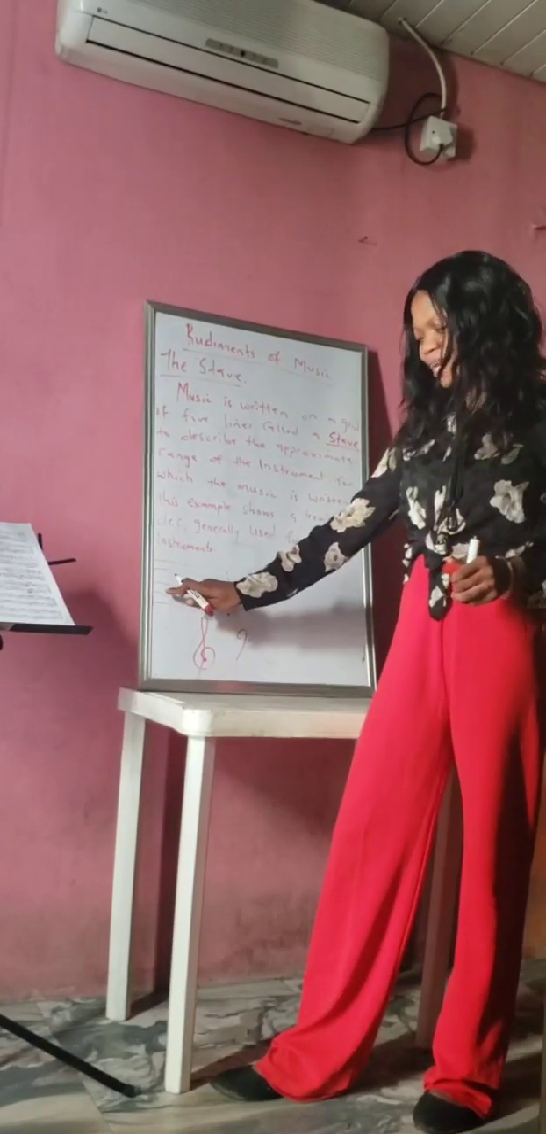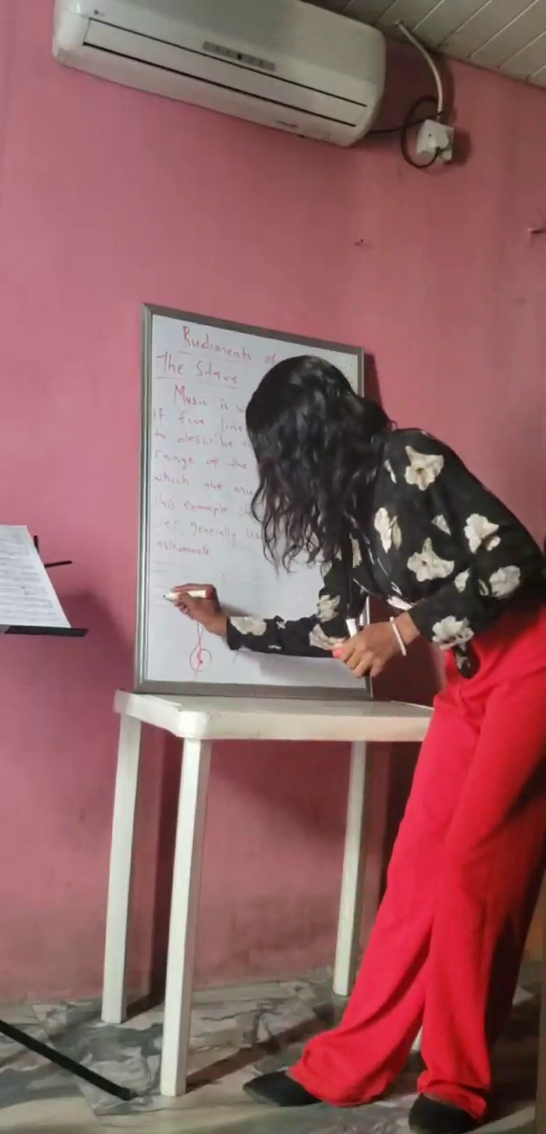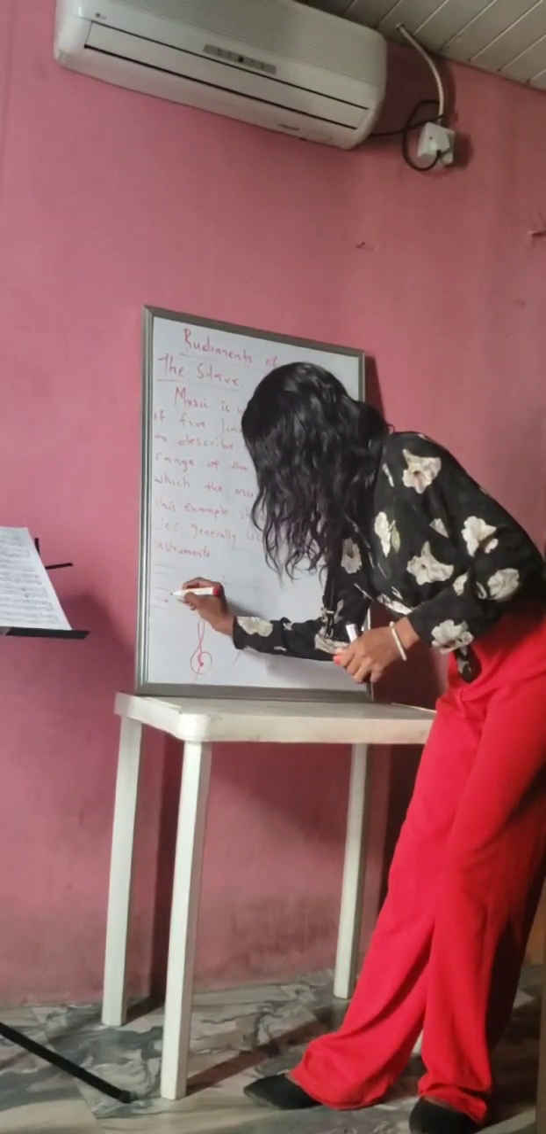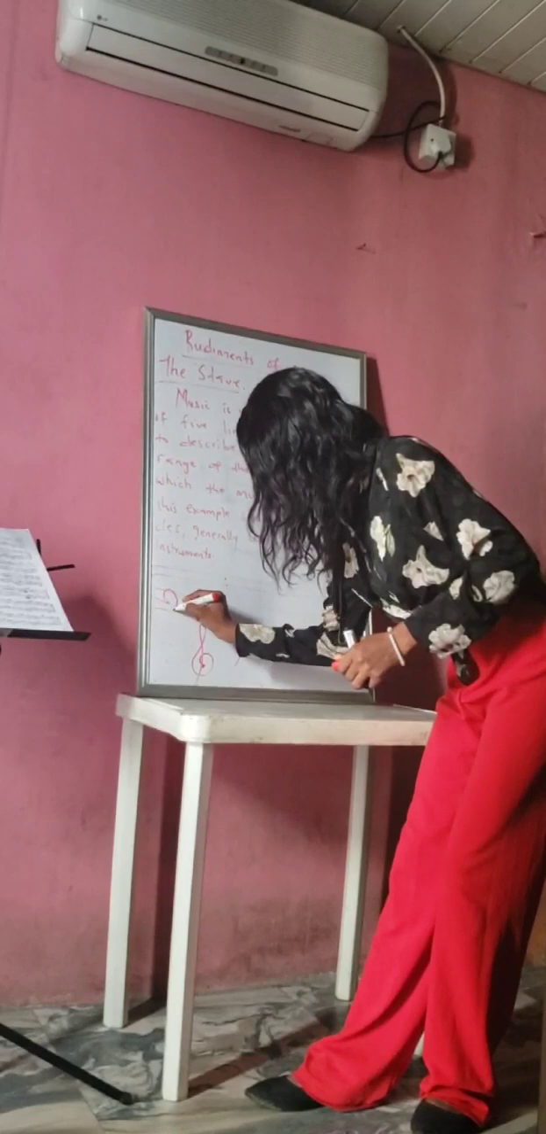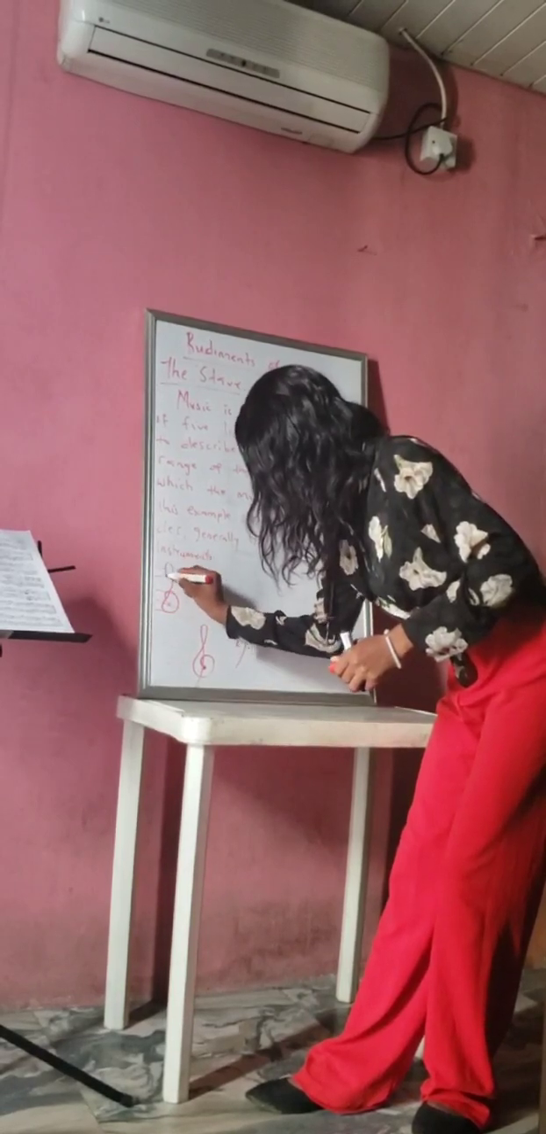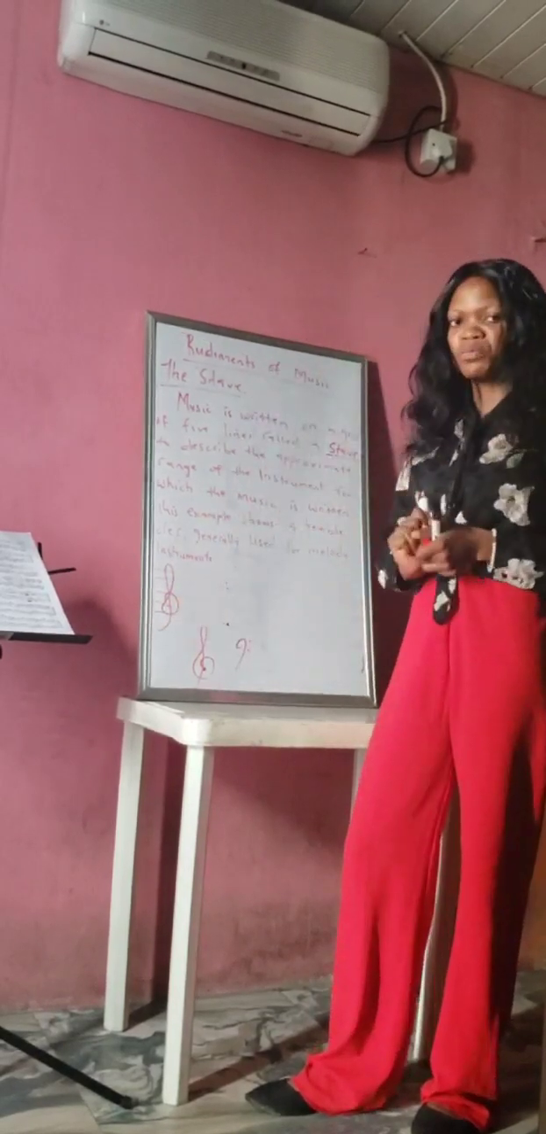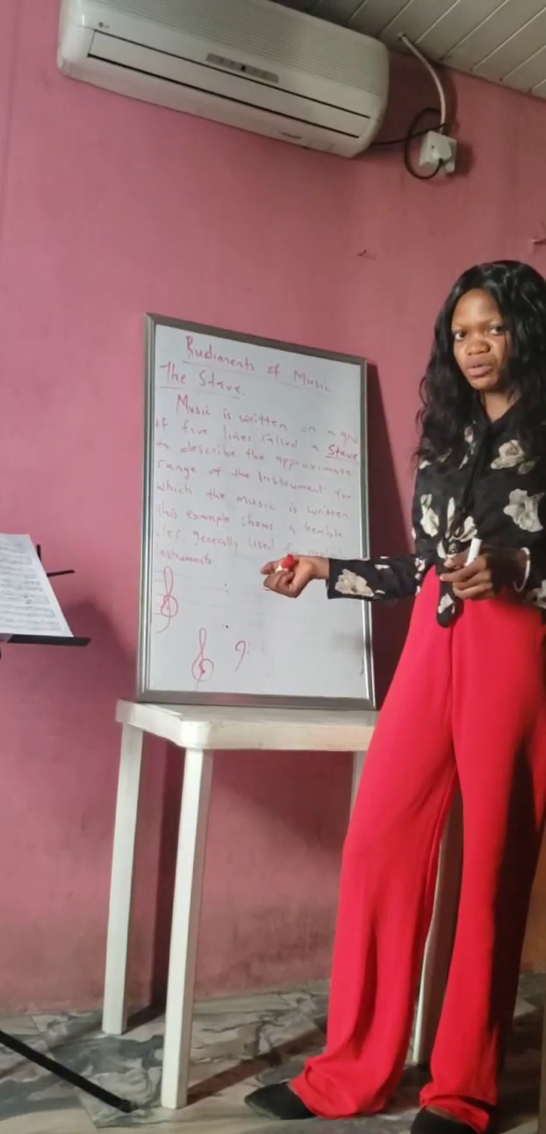You start drawing it from line 2. You start this way with a dot, you take it up this way, you take it up this way. I can send you more books on this that will teach you more on the theory of music.